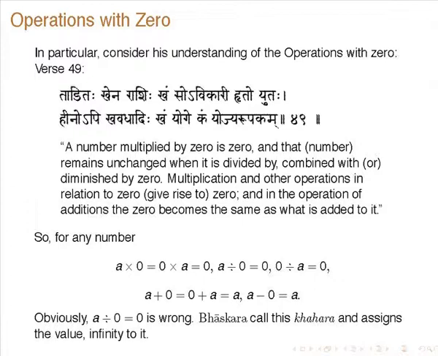When it is happening for the first time, some mistakes are bound to arise, because the concepts become clearer and crystallized only later in any mathematical tradition. Bhaskara called these khahara operations and assigns the value infinity to it. I think Bhaskara was one of the first to understand the significance of this infinity.